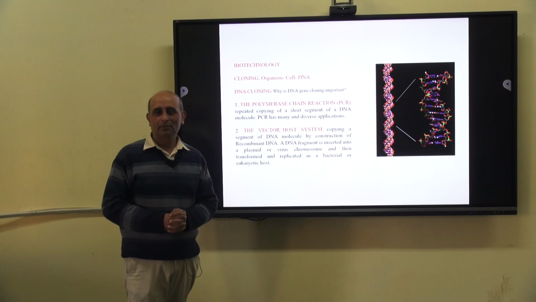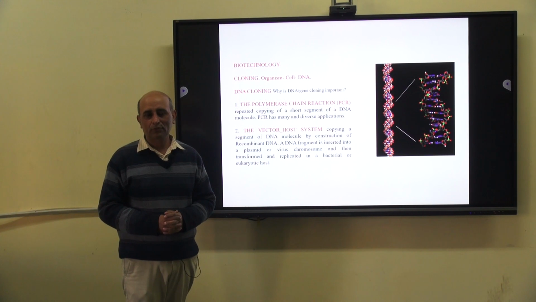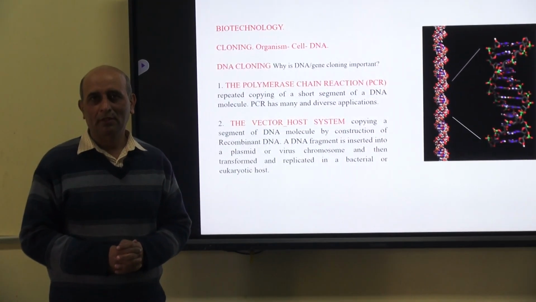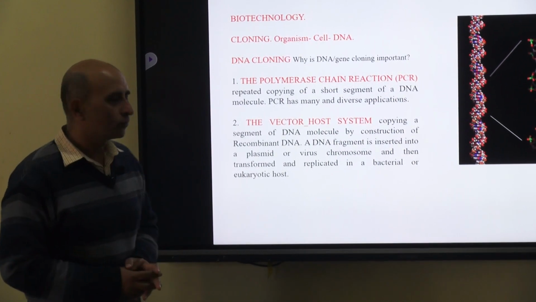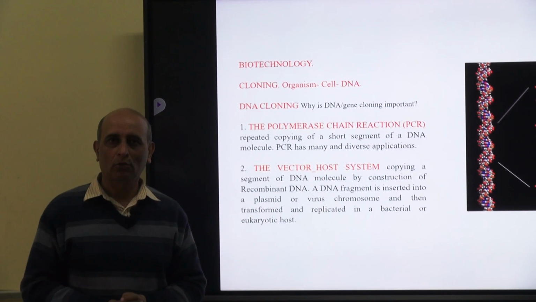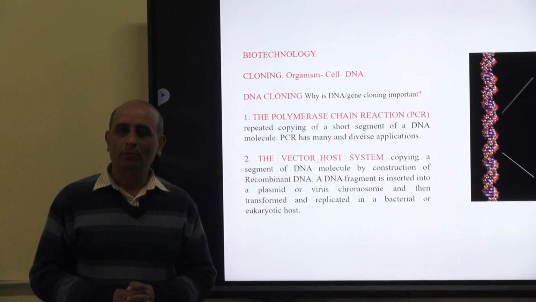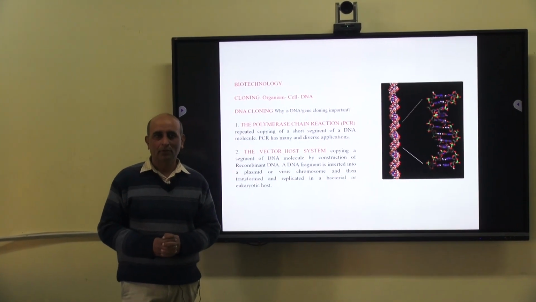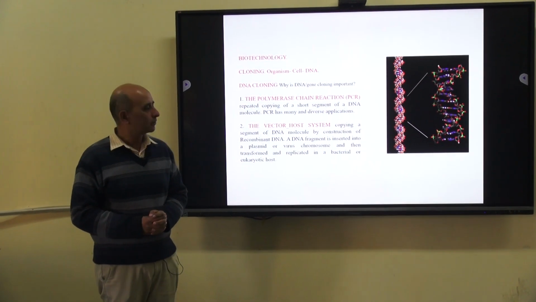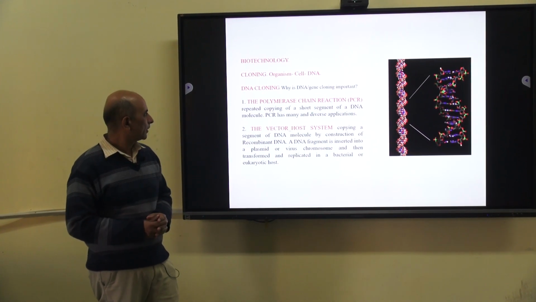In today's class, we will be discussing vectors, and the first vector that was developed, PSC 101. In biotechnology, one of the important aspects is cloning, and this cloning can be done at the level of organisms, cells or DNA. So it means multiplying the copies of either an organism, cell or DNA.